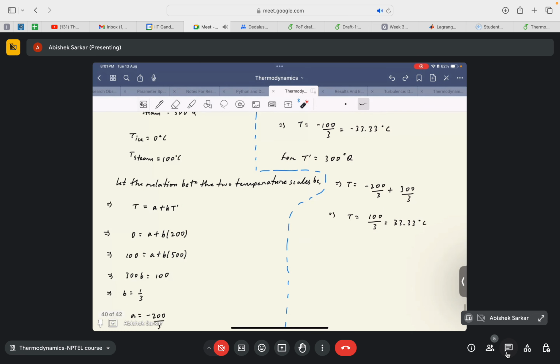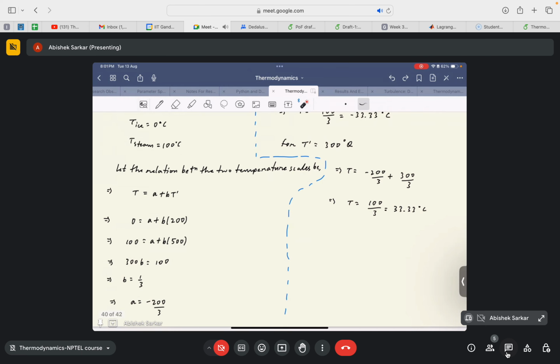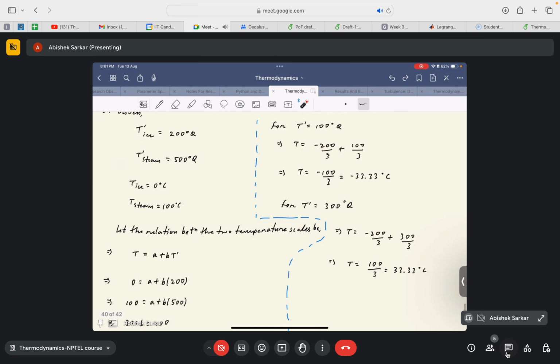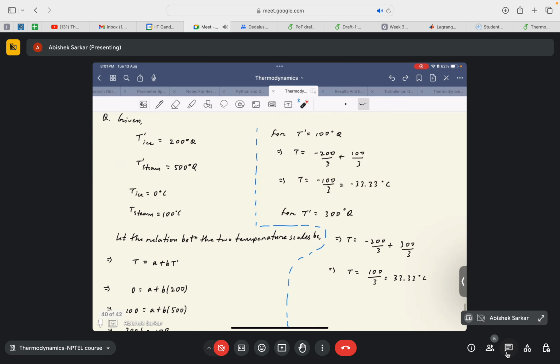Once you do that, you get that 300B is equal to 100, so B is equal to 1 by 3, and A is equal to minus 200 by 3. Once you use the values of A and B in this relationship, for T dash equal to 100 degree Q, you get T is equal to minus 200 by 3, which is the value of A, plus 1 by 3 into 100, which is 100 by 3. So T is equal to minus 100 by 3, or minus 33.33 degrees Celsius.